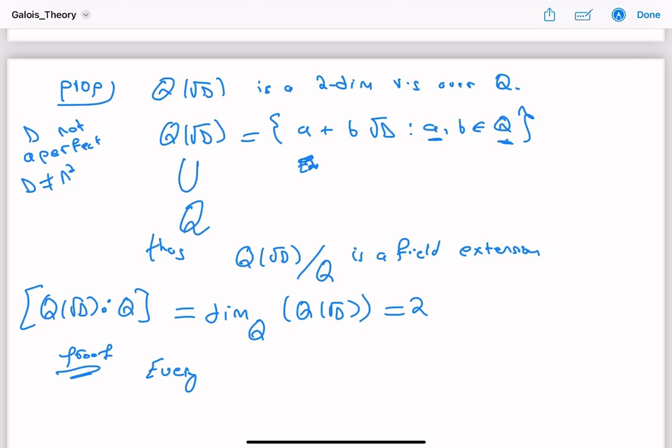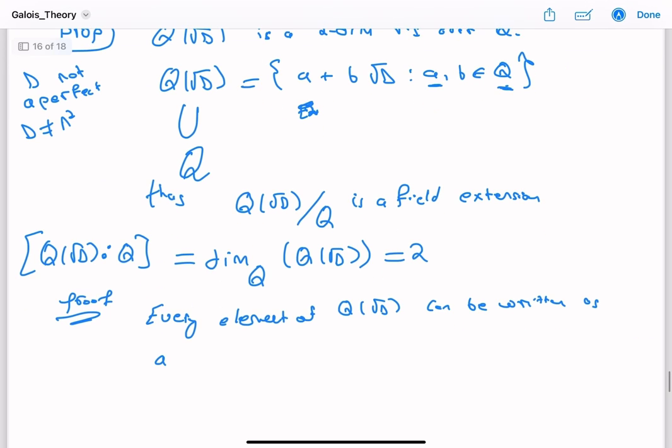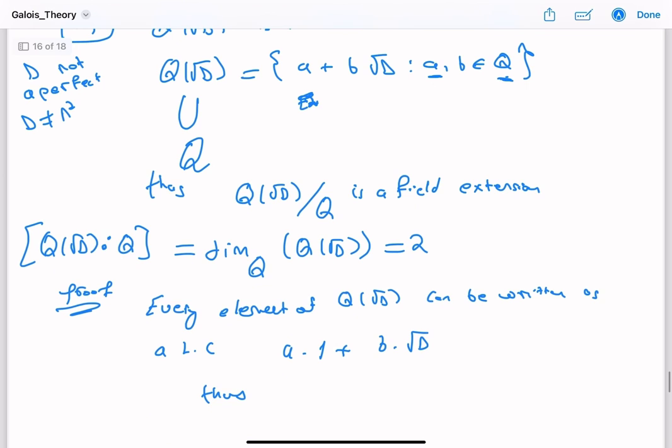Every element of Q(√d) can be written as a linear combination a·1 plus b·√d, right? Thus, since 1 and √d are linearly independent, I'm going to justify what I mean here.